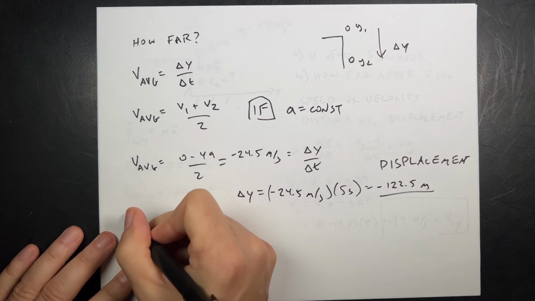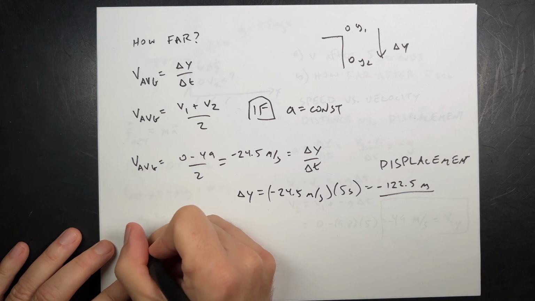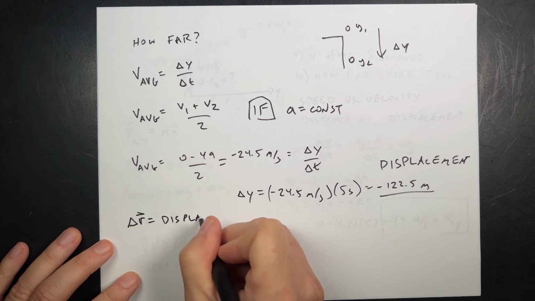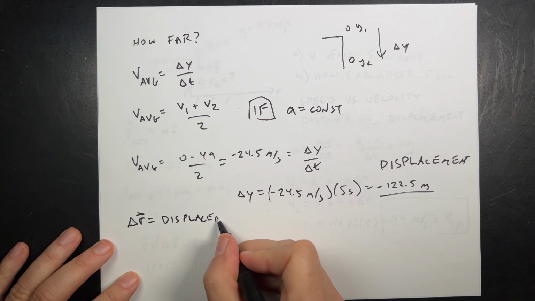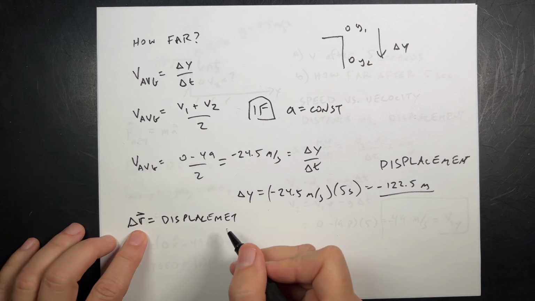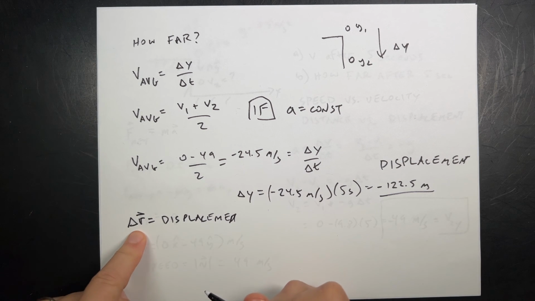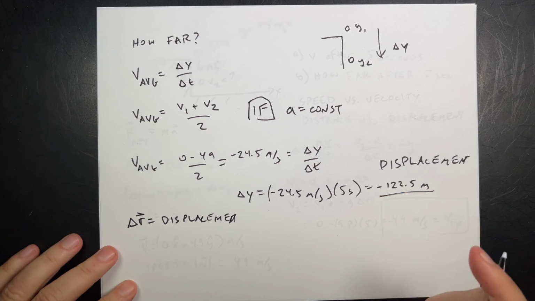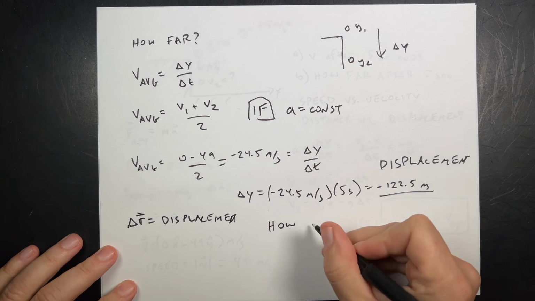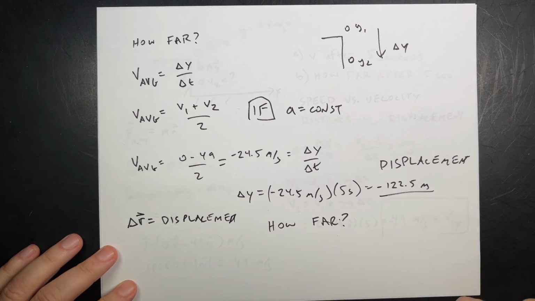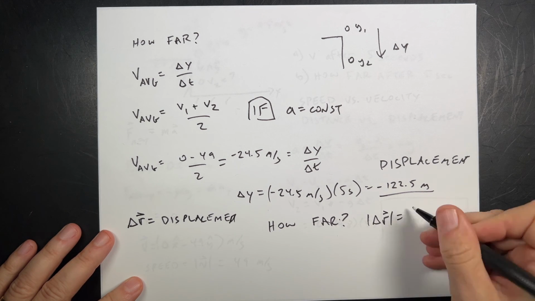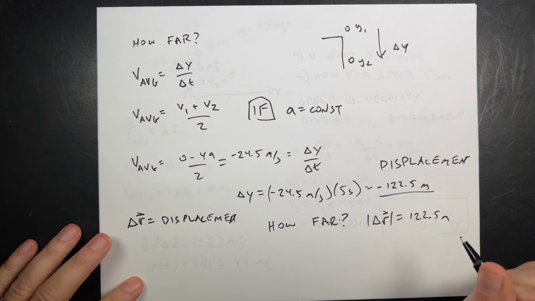It is a vector. Technically, we would write this as delta r is displacement. And I should spell it right. I left off the n. So we use r for the position vector, and this is the change in position vector. It is a vector, and this is the y component of that vector, so we do have a negative sign. Now, how far did it travel? Well, that would just be the magnitude of the displacement. So that's the magnitude of delta r. So it's just going to be 122.5 meters.